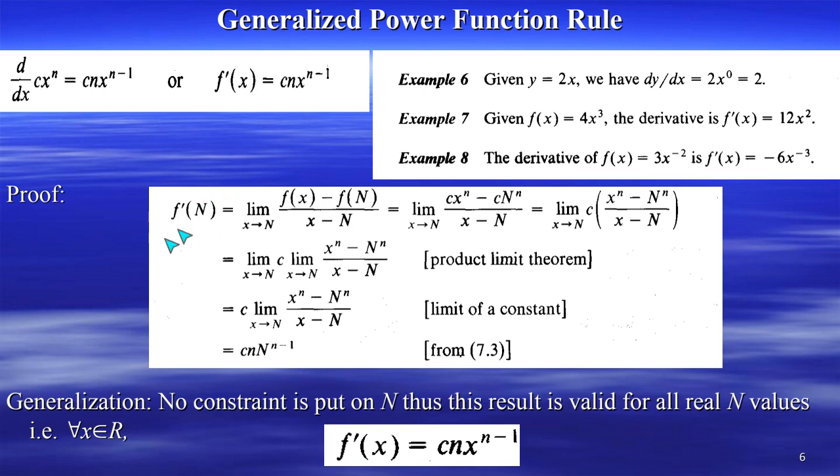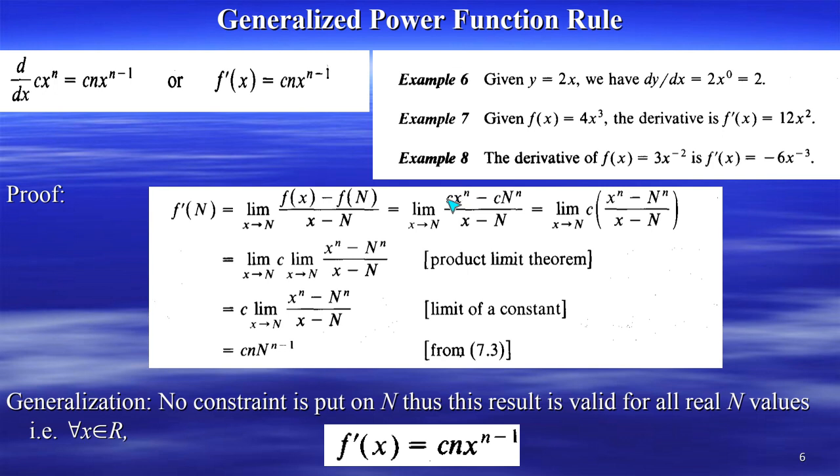F prime at a particular point big case N, without specifying anything about N, any real number, is equal to the limit when x goes to big case N of f of x minus f of N over x minus N. This is the general formula. This is the general definition of a derivative at a point. All right. What is f of x? It is c times x to the power n. What is f of big case N? It is c times big case N to the power small case n. And at the denominator we have x minus N.